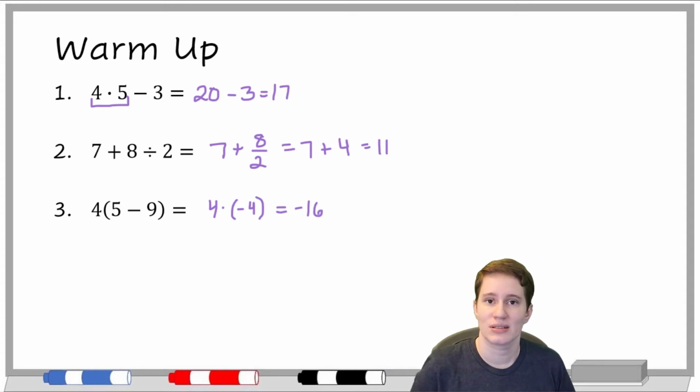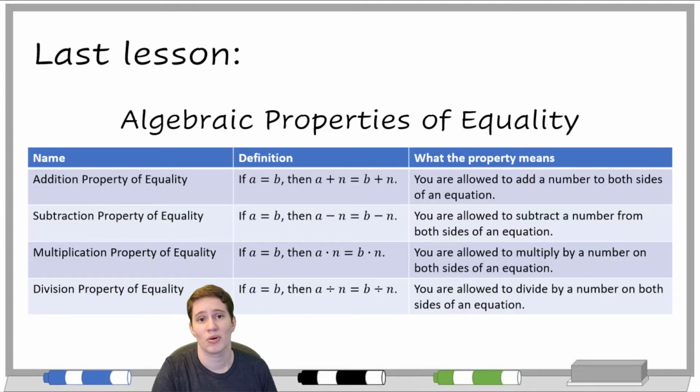Now, what does this have to do with solving two-step equations? I'm glad you asked. Real quick, let's remember something from last lesson. We talked about the algebraic properties of equality. These properties say that we are allowed to add things to both sides of an equation and have it still be the same equals relationship. We can subtract things or multiply things or divide things. As long as we do the same thing on both sides, it's okay. That our equation is still an equation. It's still a true statement that the left side equals the right side.